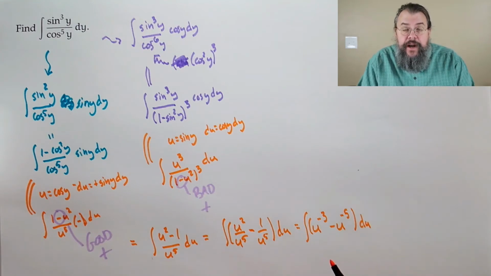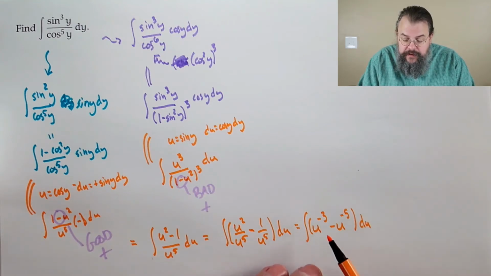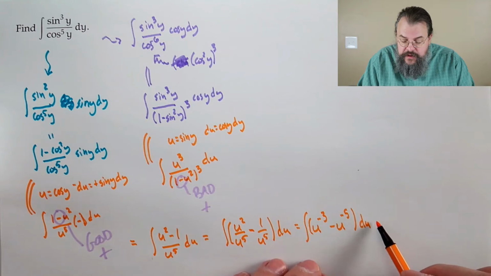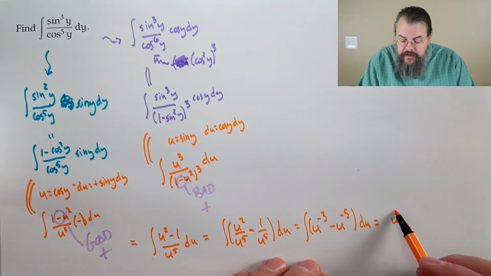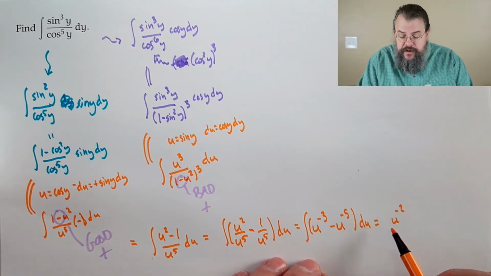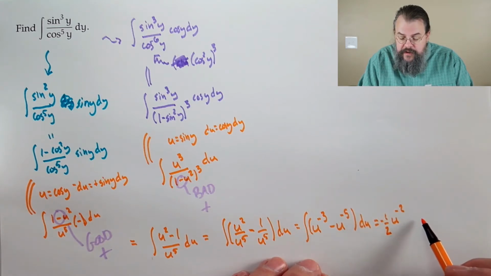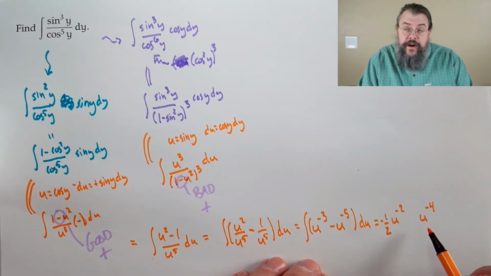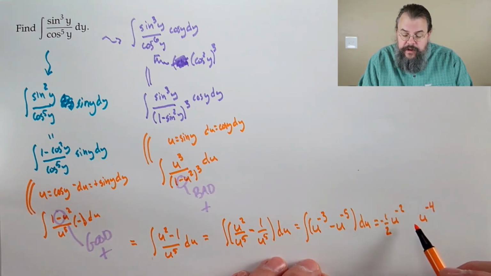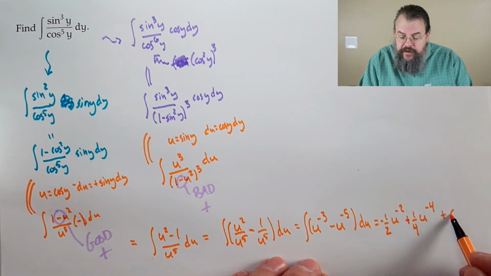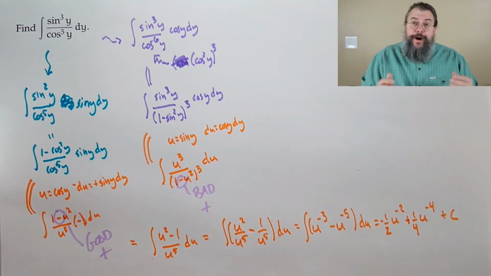The integral of u to the minus 3: add 1 to the exponent, which gives minus 2, so u to the minus 2, divided by negative 2, the same as multiplying by negative a half. For u to the minus 5, add 1 to the exponent to get u to the minus 4, divided by negative 4, the same as multiplying by negative a fourth. There was already a negative there, so two negatives make a positive 1/4. And then plus c. We're almost done.